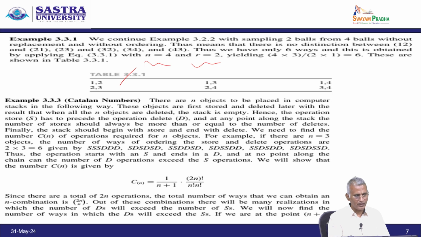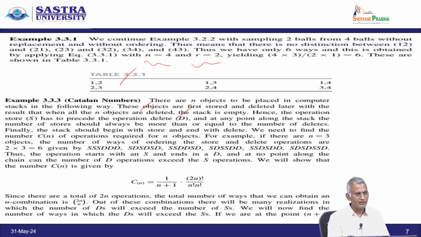Now, we have an example, called the Catalan numbers. There are n objects to be placed in a computer stack in the following way. These objects are first stored and deleted later, with the result that when all the n objects are deleted, the stack is empty.